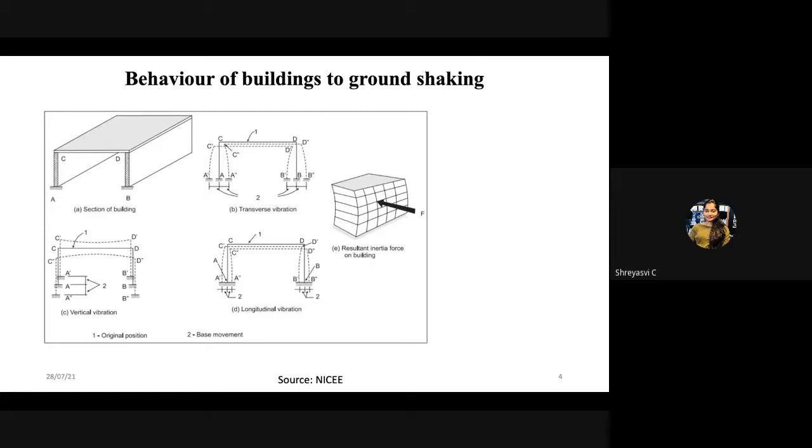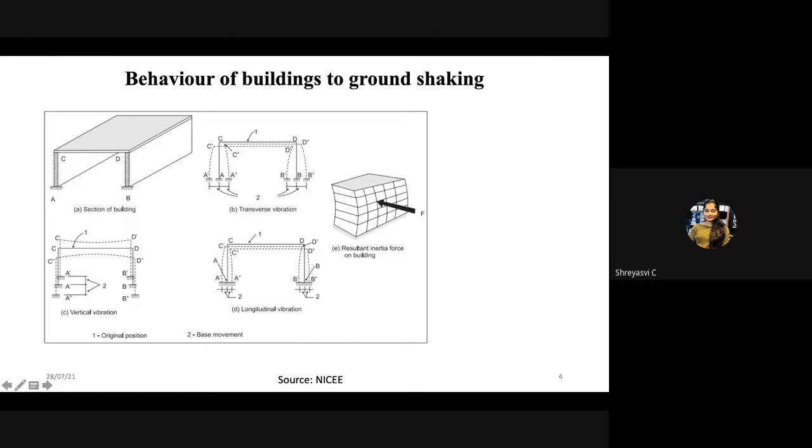What I would like to highlight from this is, as you can see here, a section of the building and how it is moving. In general, this is before we consider any earthquake loading. We can see the transverse vibration, the vertical vibration, and the longitudinal vibration. Depending upon the direction in which the load is applied, the frame is going to behave accordingly. So what exactly is the resistant force for an earthquake loading? As we know, earthquake load is a lateral force.